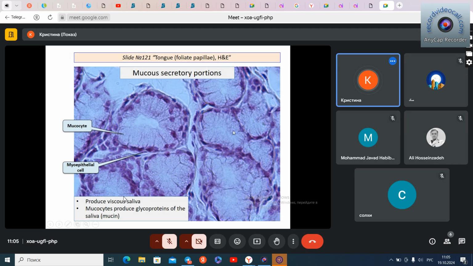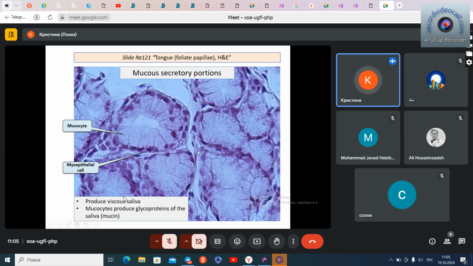The processes of myoepithelial cells, which are outside of the secretory portion, contract, and it causes squeeze of the secretory portion, and the secretion is squeezed out from the cells to the lumen and then into the ducts. So, mucous secretory portions produce more viscous saliva, meaning not watery but jelly-like. Mucocytes produce glycoproteins of the saliva. Mucin is the major type.